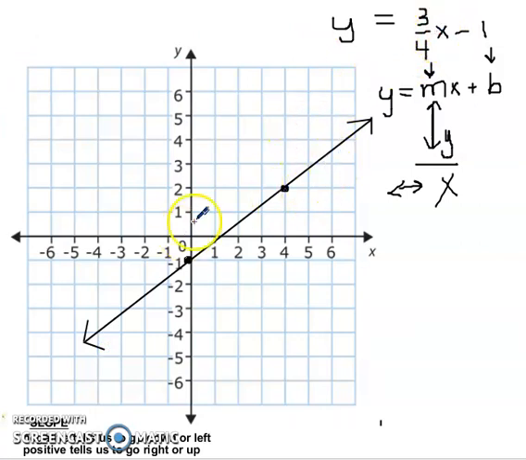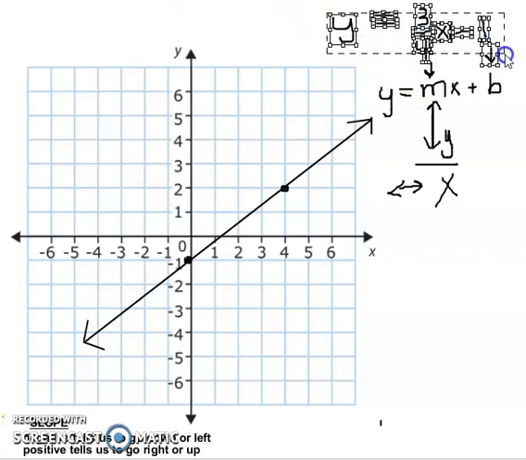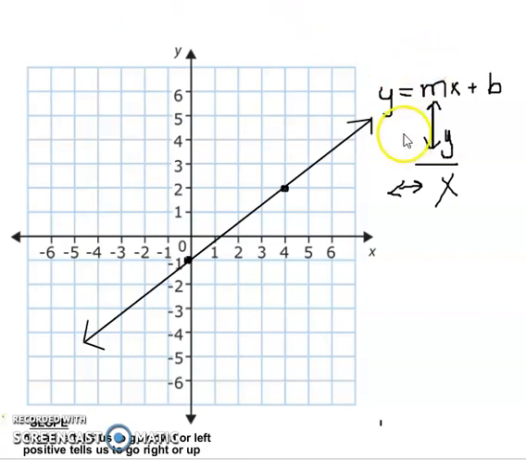Now let's do the opposite. Let's look at a line. And in fact, we're just going to use the same exact line that we just came up with. And we're going to write the equation just by looking at this line. Okay? So let's just keep y equals mx plus b up here. So we know the equation of a line is y equals mx plus b. We have to fill in, by looking at this line, just the slope and just the y-intercept.